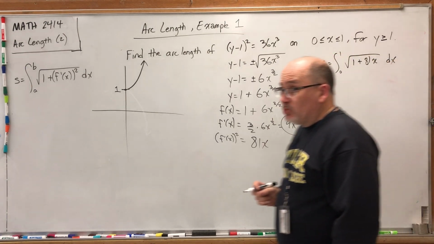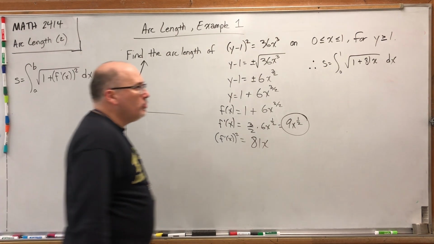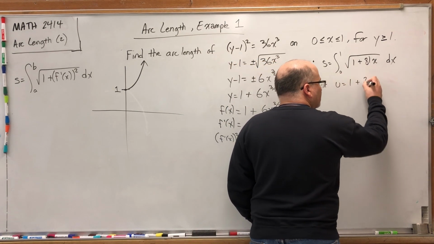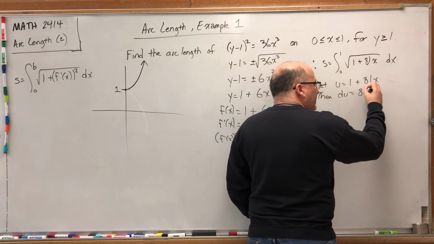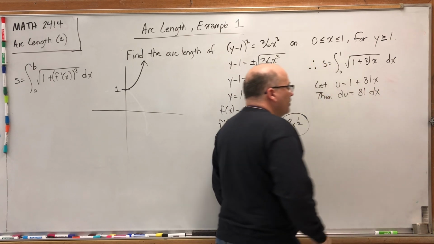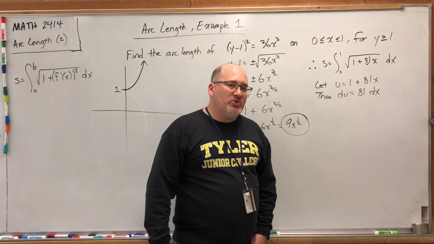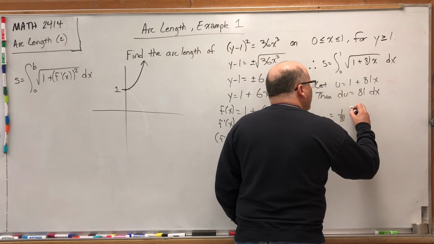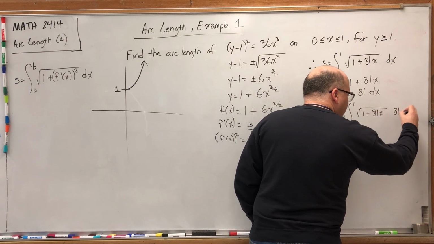And now we've turned it into a calculus 1 problem. So how do we integrate this? In a word, substitution. If we let u equal 1 plus 81x, then du will equal 81 dx. So to build our du package, we're going to have to multiply an 81 on the inside and balance it with its reciprocal on the outside. So we'll have 1 over 81, integral from 0 to 1, square root of 1 plus 81x, 81 dx.